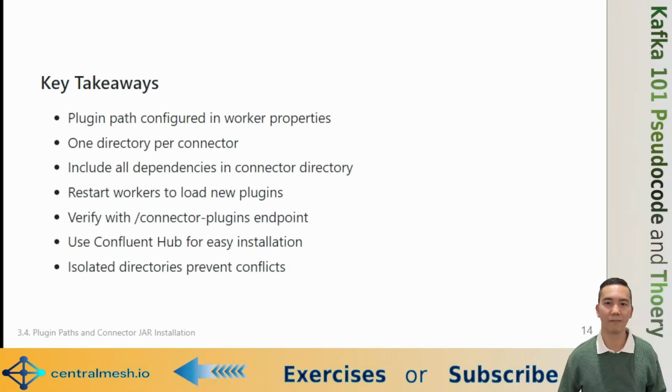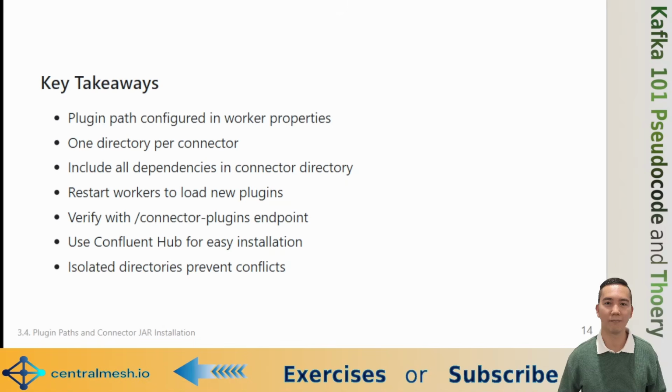Let's summarize what we have learned in this lesson. Kafka Connect discovers connectors by scanning the directories configured in the plugin.path property. Each connector should have its own dedicated directory containing both the connector jar and all of its dependencies. After installing a new connector, workers must be restarted so they can discover and load the new plugin. You can verify successful installation by calling the /connector-plugins REST endpoint and checking that your connector appears in the returned list.